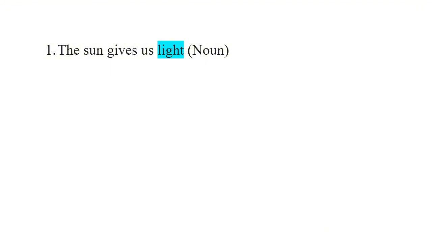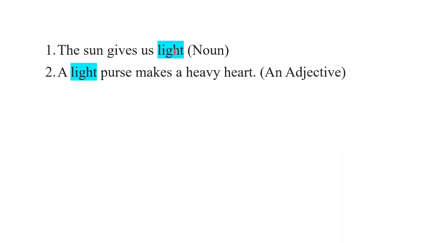For example, the sun gives us light. Here light is a noun. Now, a light purse makes a heavy heart. This is qualifying the noun purse. We have learned what an adjective is, so here it is used as an adjective.